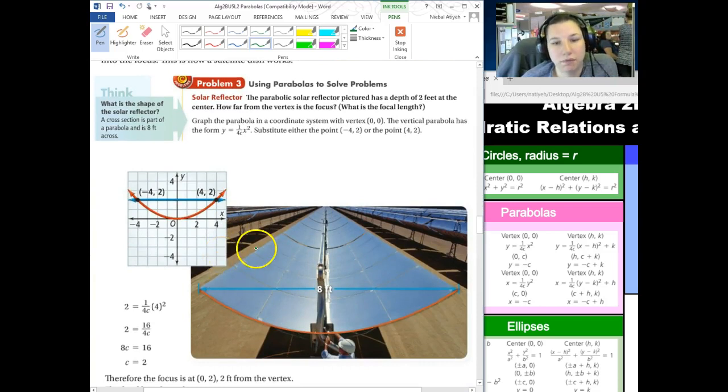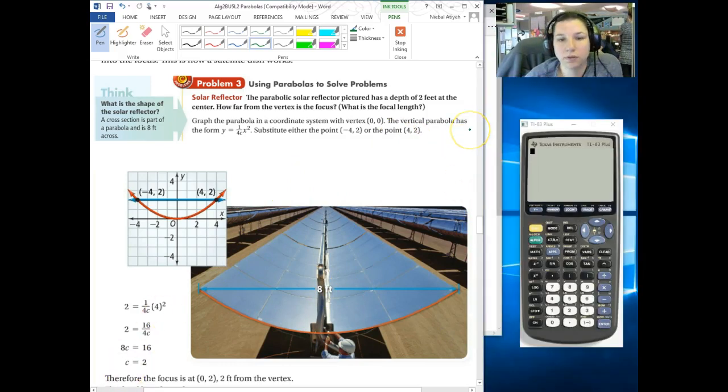All right, using parabolas to solve problems, you're going to see this type of question on your assessments. So the parabolic solar reflector, pictured, is this one down here, has a depth of 2 feet at the center. How far from the vertex is the focus? So it's asking for the focal length. The first thing that they do is they graph the parabola. It's 0, 0 at the center. So it's a vertical parabola. You know that just from the picture they're using here.